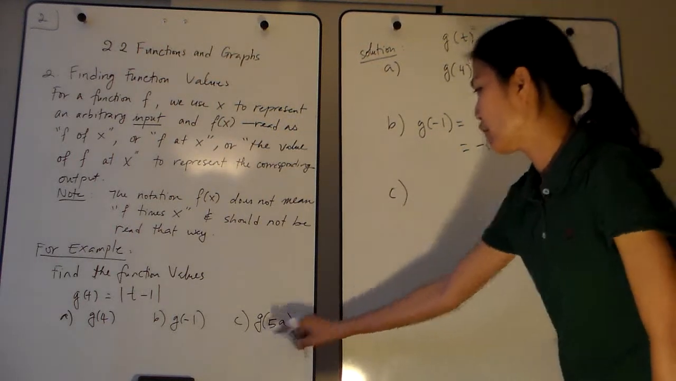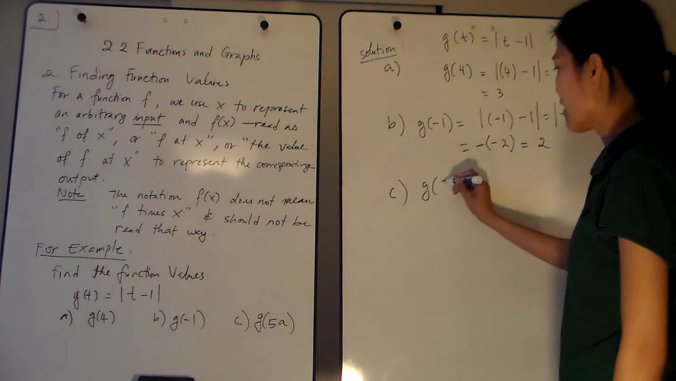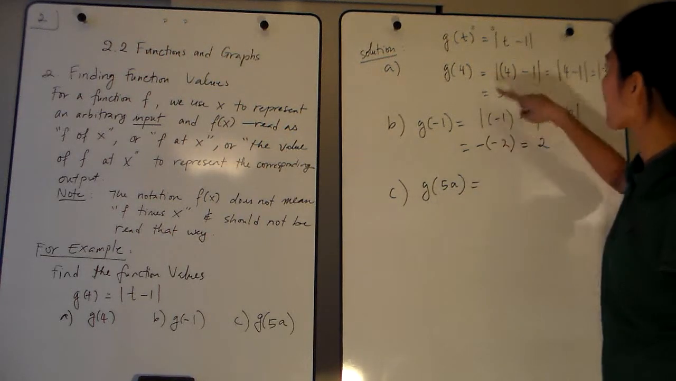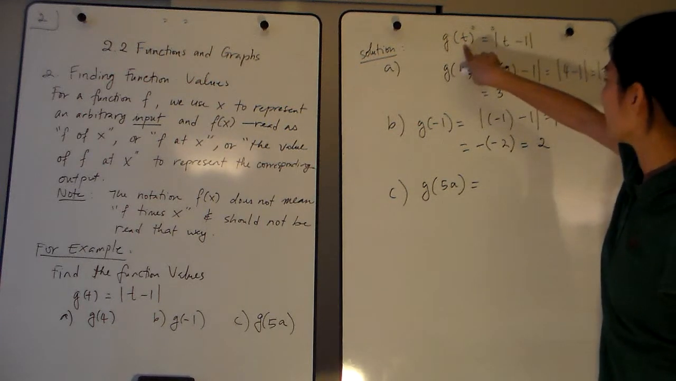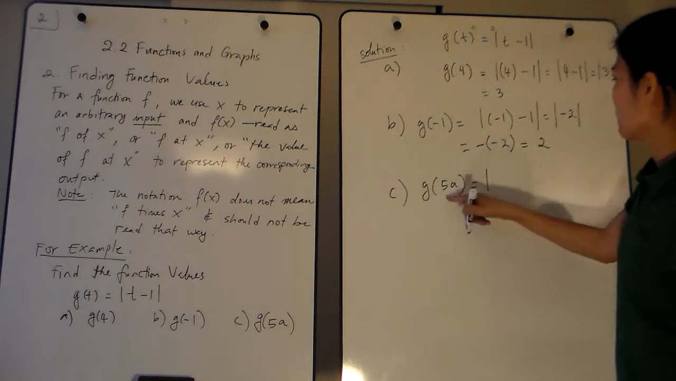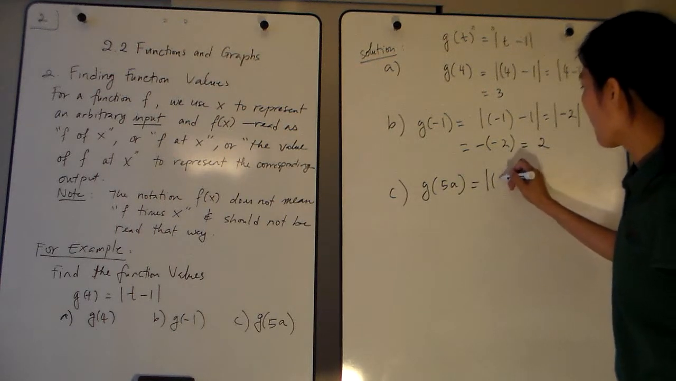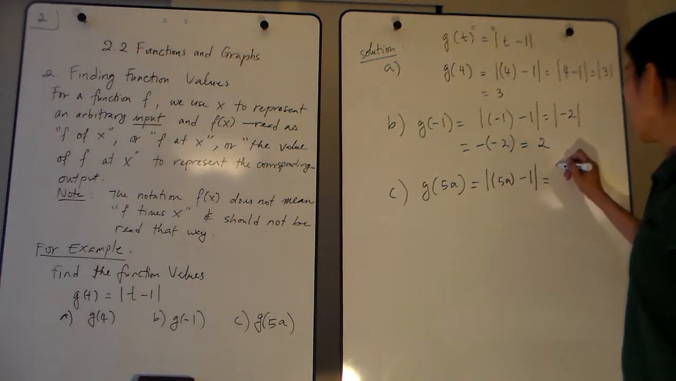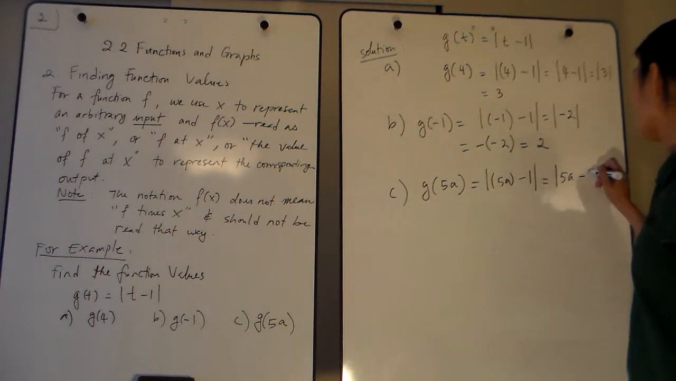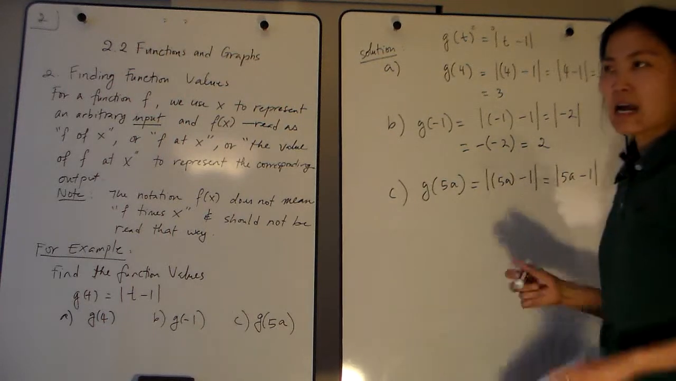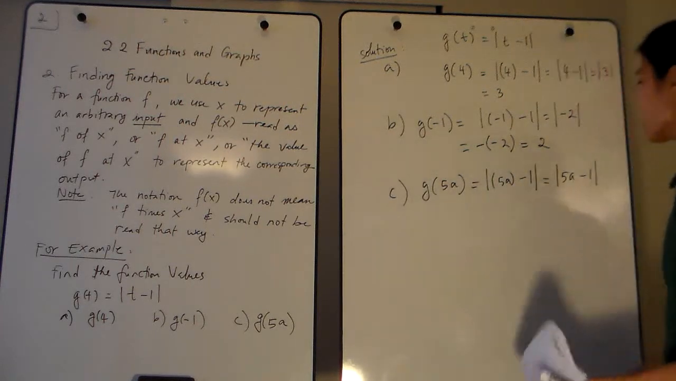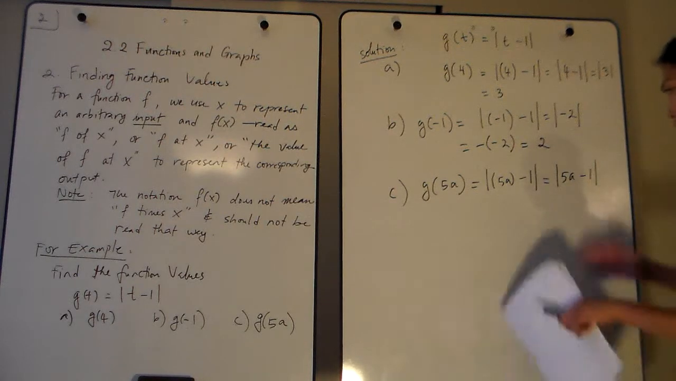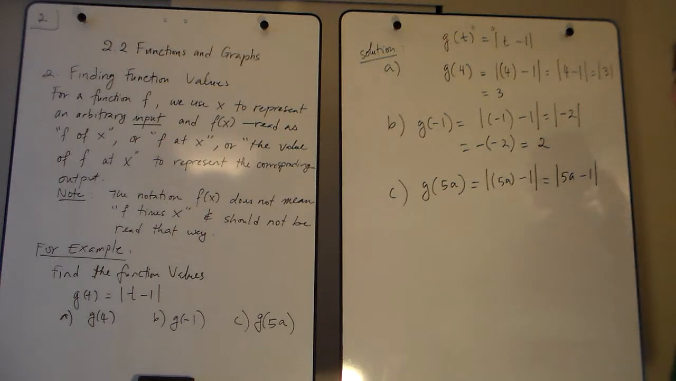For part C, g at pi a. So you substitute the input for t. Right here, the input for t. So we have pi a for t, subtract 1. Simplify, we have absolute value of pi a, subtract 1. Now a is a variable, and we don't know what it is, so we leave the absolute value in this form, and this is the simplified form already. We cannot do anything else, all right?